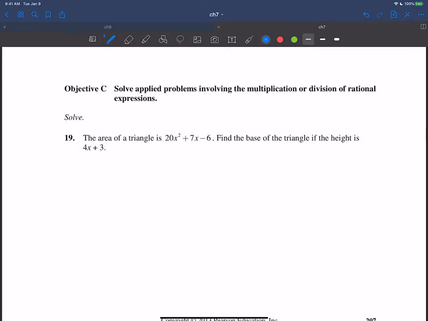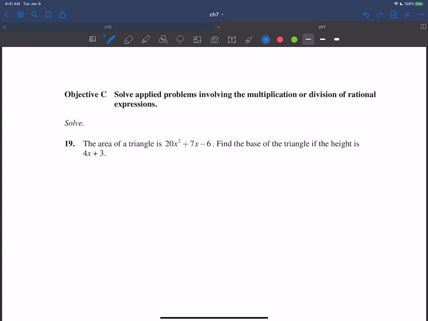Objective C, solve applied problems involving multiplication or division of rational expressions. The area of a triangle is 20x squared plus 7x minus 6. Find the base of the triangle if the height is 4x plus 3. So this is basically talking about the area formula for a triangle. If you remember, the area formula for a triangle is base times height divided by 2.